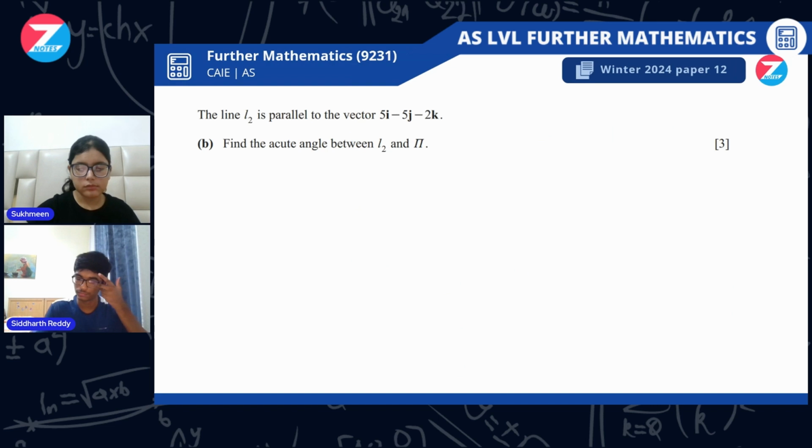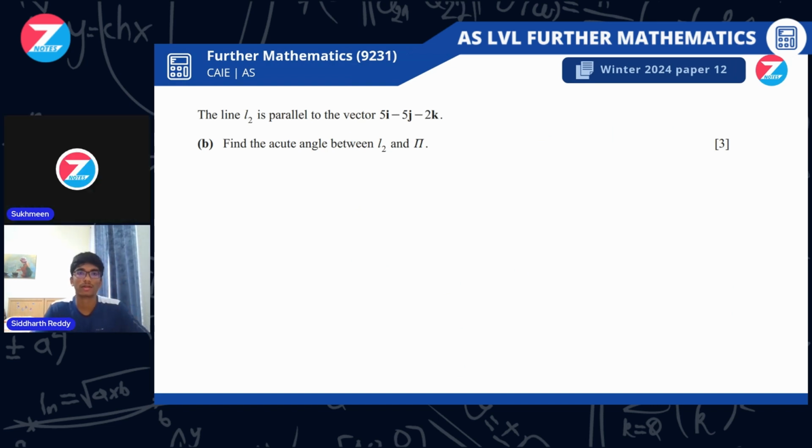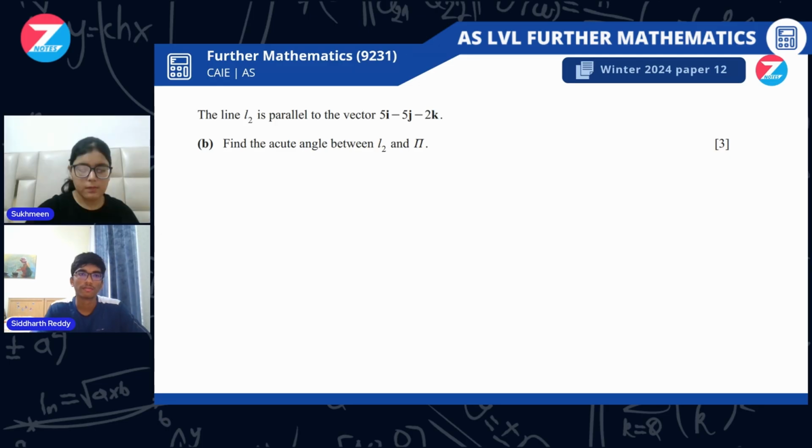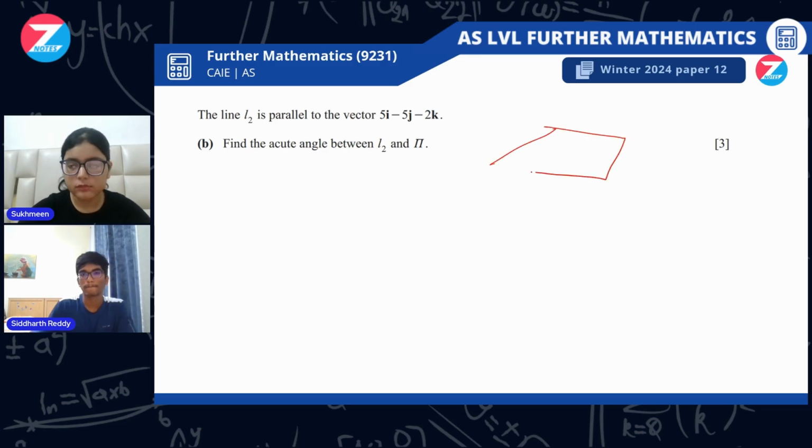The line L2 is parallel to the vector 5, minus 1, minus 2. Find the acute angle between L2 and the plane pi. So the plane is there. And there's another vector L2 just passing through it like this maybe. And they're asking us to find out this angle between the vector, the line and the plane. So we actually have to first find the angle between the line and the perpendicular, and then do 90 minus that to find the angle between the line and the plane.